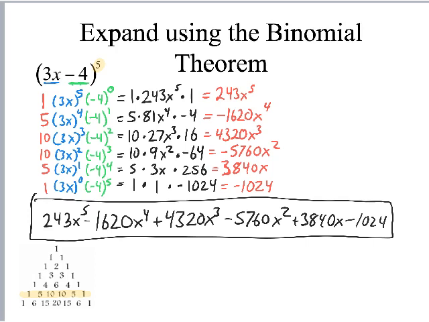So, that might seem annoying, but it's very pattern-oriented and organized. If you were to multiply 3x minus 4 five times to get this big mess, you will hate it and make tons of mistakes and probably not get here, unless you're very, very careful. This is so much easier, it's so much more organized, and it's a smart move when the powers are high.